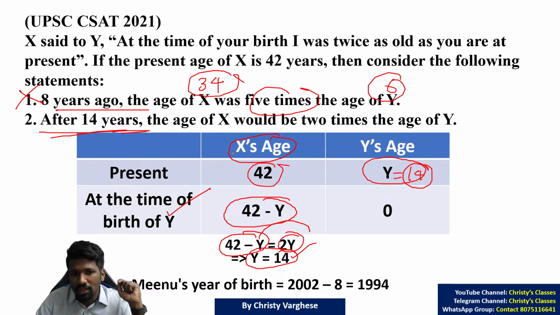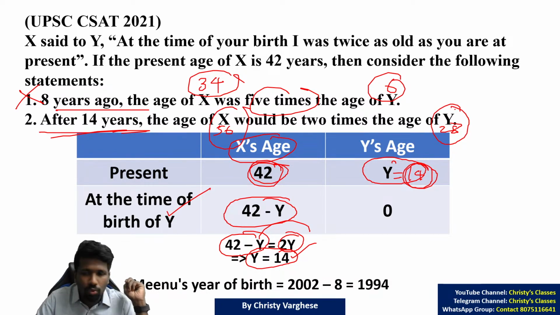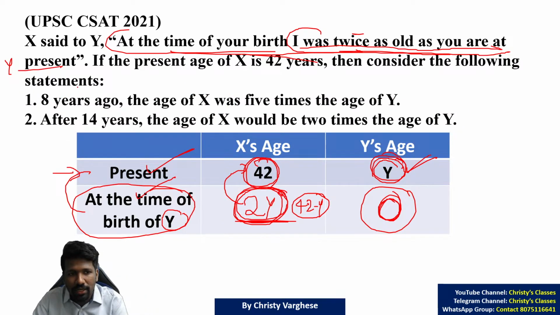After 14 years. After 14 years means, currently it is 42 and 14 years old. After 14 years means 42 plus 14, 56 years old. 14 plus 14, 28 years old. X would be twice the age of y means 56 is 2 times 28. That is totally correct. So the second statement is correct.